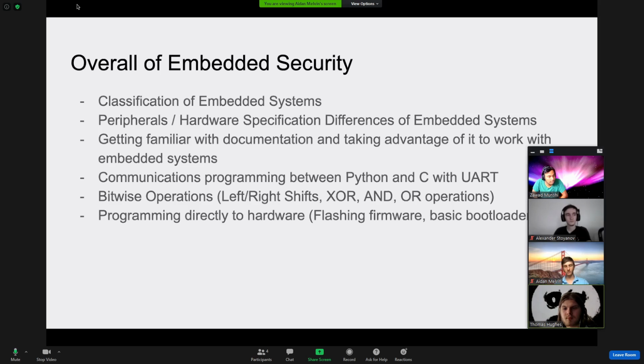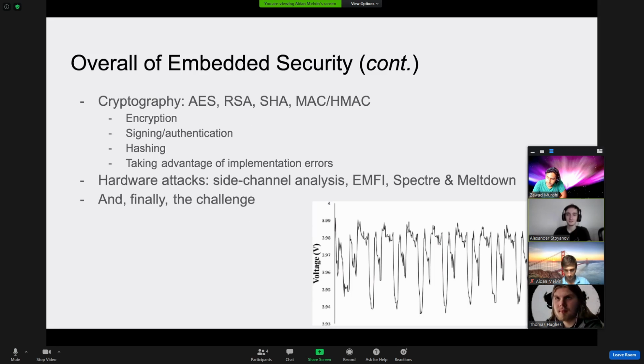We learned about bitwise operations, so that's working with binary and left and right shifts, XOR, and logical operators. And we also learned about direct programming to hardware, such as firmware and how a bootloader is created and built. For the security part of embedded security, we learned about cryptographic algorithms and more specifically encryption algorithms like AES and RSA. We also learned about authentication and hashing, examples of which would be SHA and HMAC.